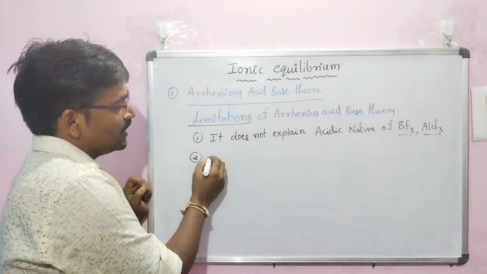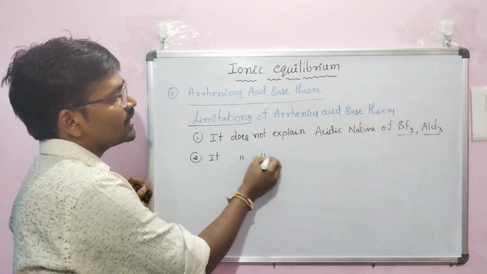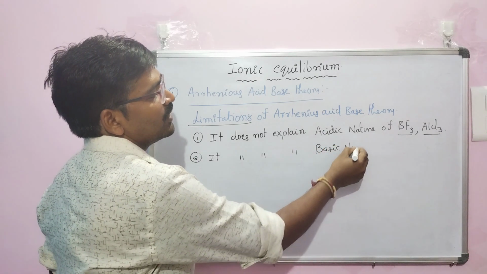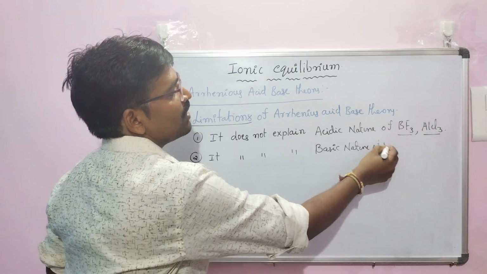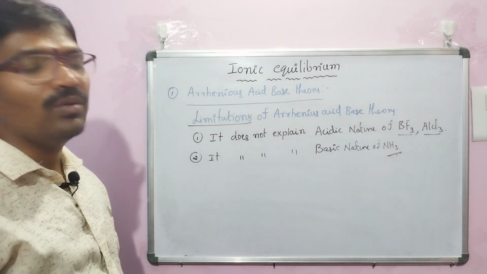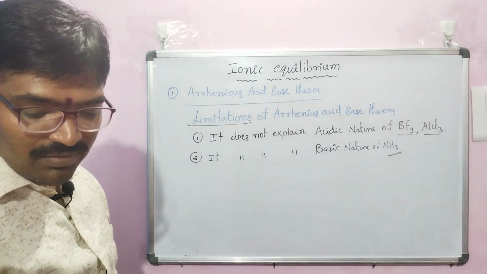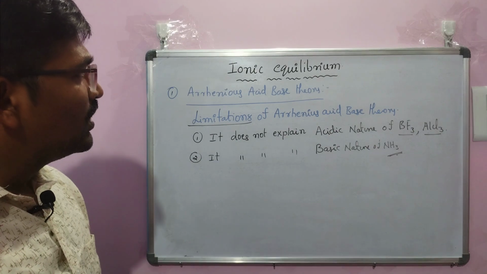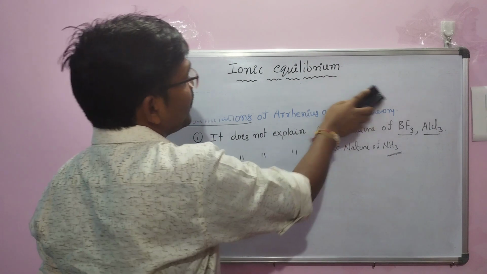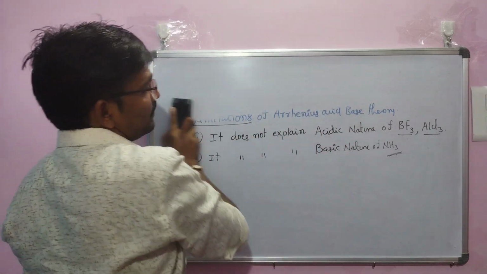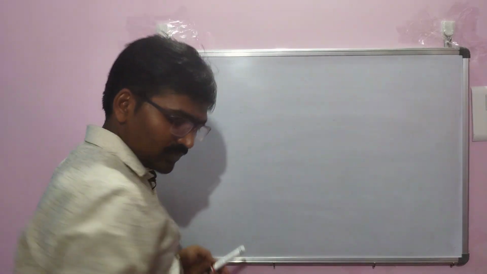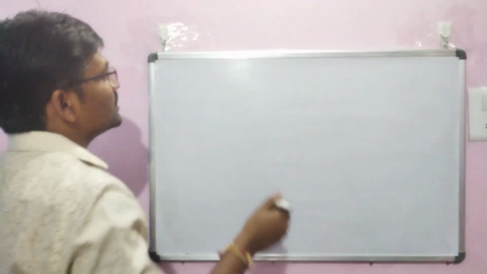Second, it does not explain the basic nature of ammonia, NH3. So these are the limitations of the Arrhenius acid base theory. Now we are going to discuss the Bronsted-Lowry acid base theory. What is the Bronsted-Lowry acid base theory?